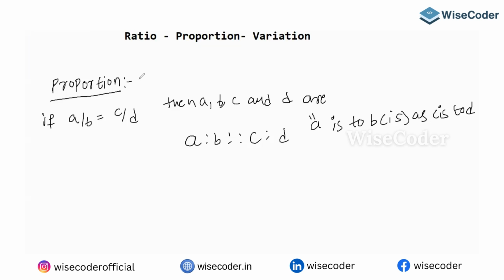When A, B, C and D are in proportion, then A and D are called the extremes, and B and C are called means.